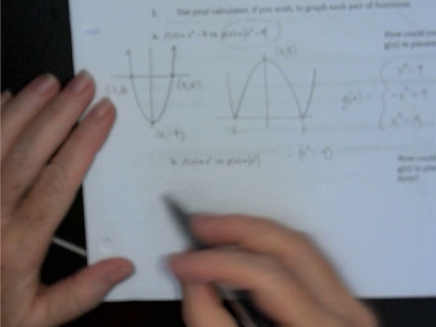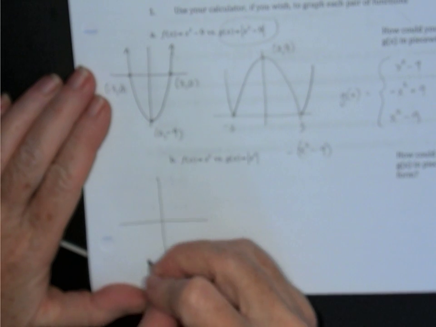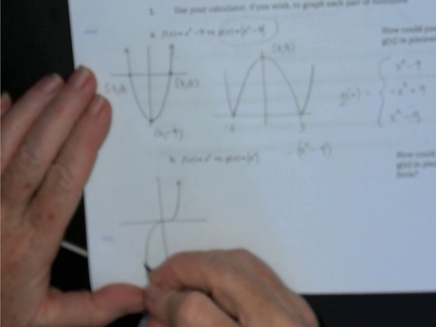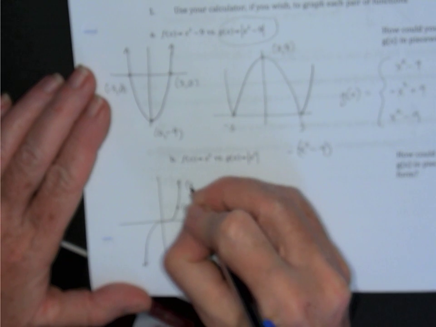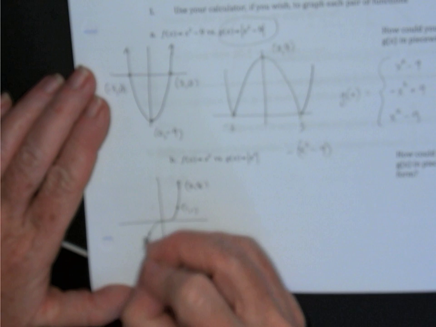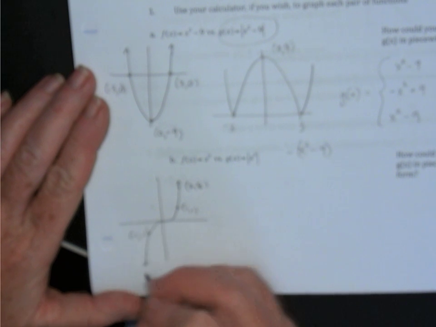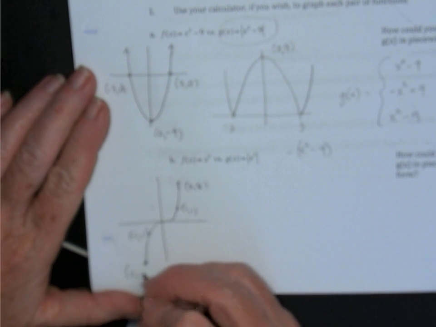For b on that page, same thing. Let's look at the graph of x to the third. You know, that's a little swirl with a little hitch there. I would like to point out that we have the ordered pairs (1, 1), (2, 8). This is (-1, -1). Down here we have (-2, -8). In fact, it's an odd function.